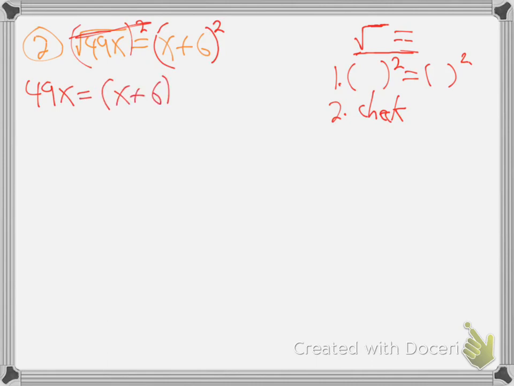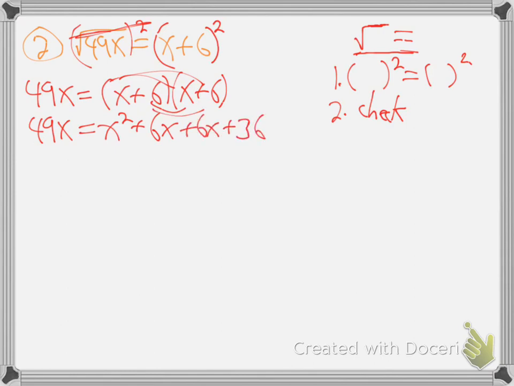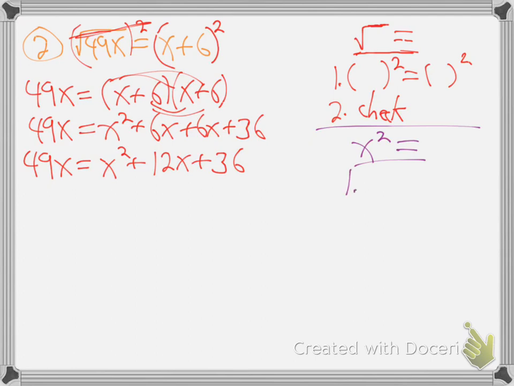On the other side, we got to write 2 of them, and it FOILs: x squared plus 6x plus 6x plus 36. So that's x squared plus 12x plus 36. What do we do? Now we go into a whole new mode again. We've got x squared. What do we always do when we see x squared? We get a 0, and we can try to factor, or we can use the quadratic formula, right?